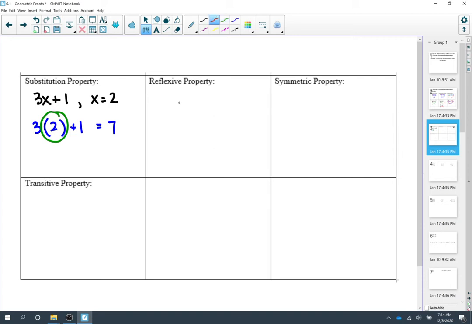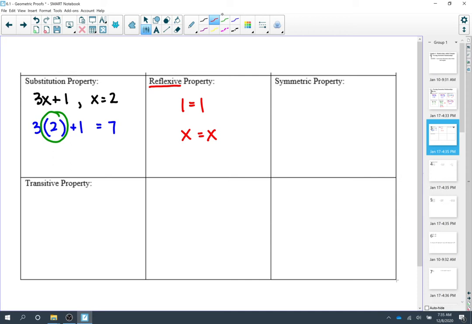Okay, reflexive property. The reflexive property is just simply 1 equals 1, or x equals x. I usually think of it as reflexive, being you're reflecting yourself in a mirror. In geometry, you're going to use this for different segments. You're going to say, okay, if the length of segment AB is 5, then the length of segment AB is 5, or AB equals AB.